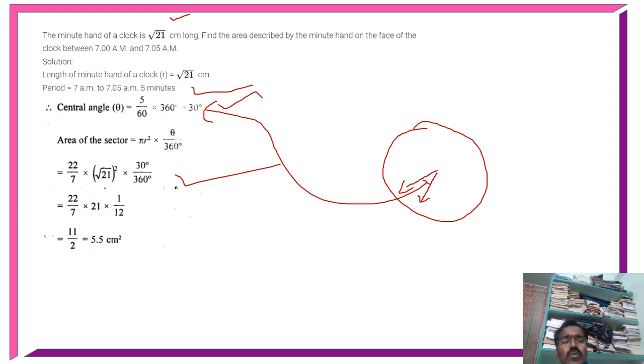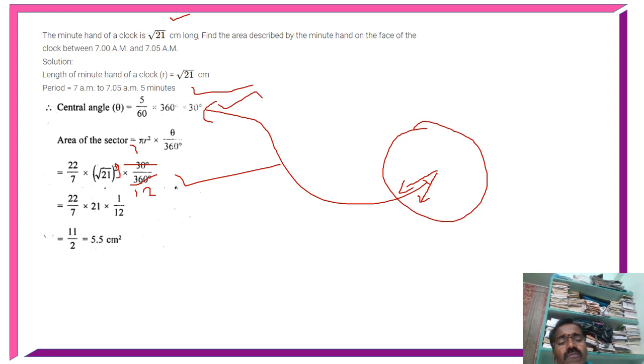So 22 by 7 into root 2 whole square into 30 degrees by 360. Cancellation is your way, students. No need to follow my method only. Here we get root 2 whole square, where the square and root cancel.